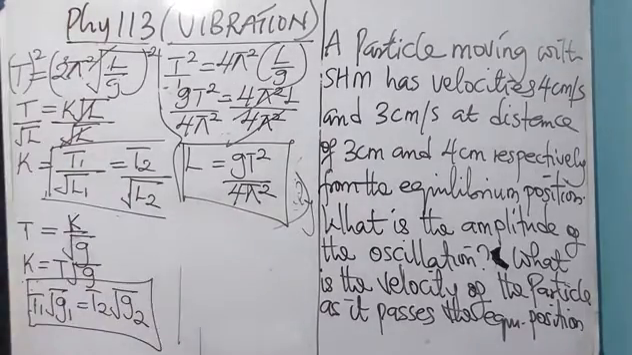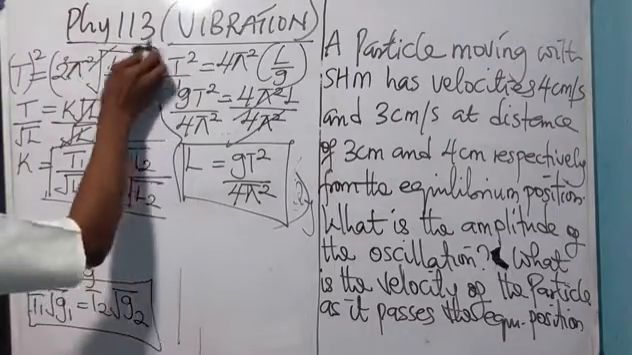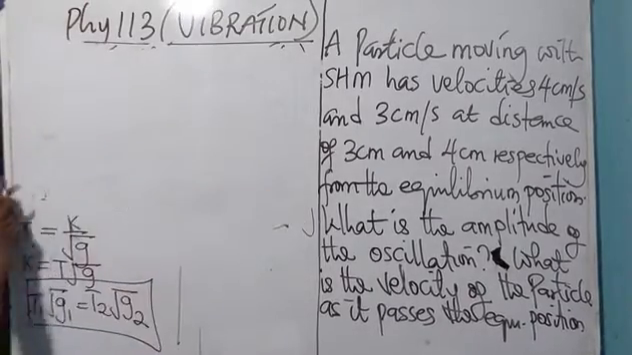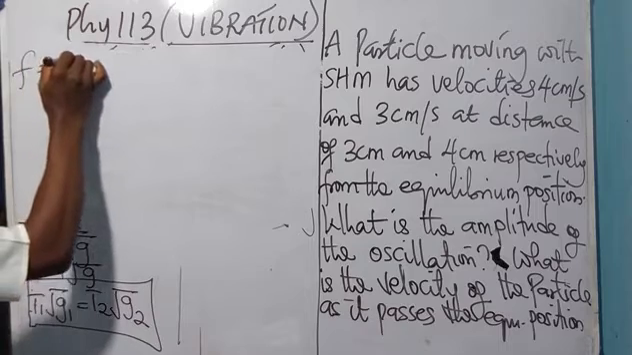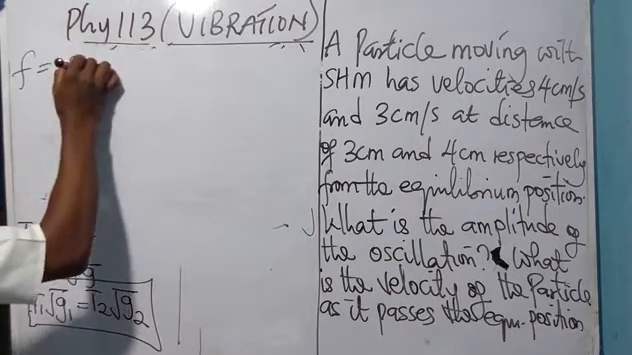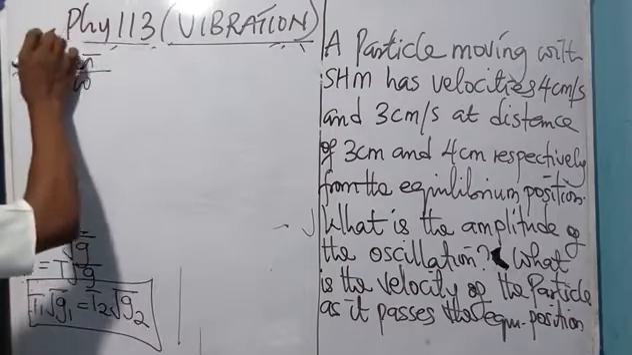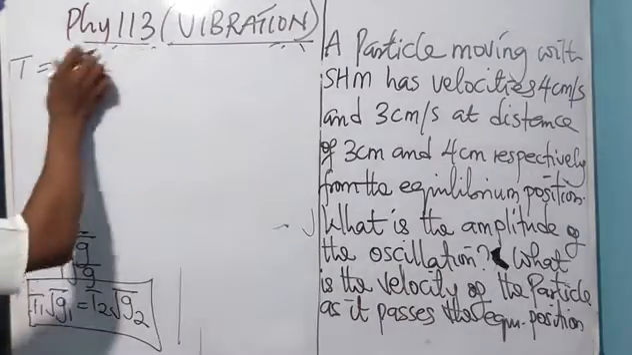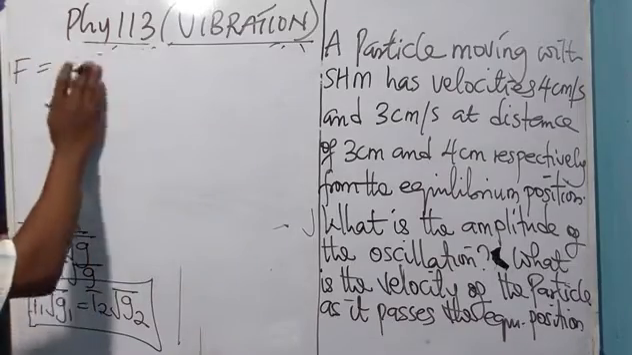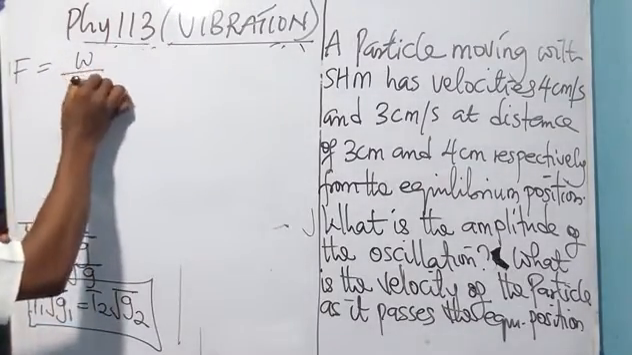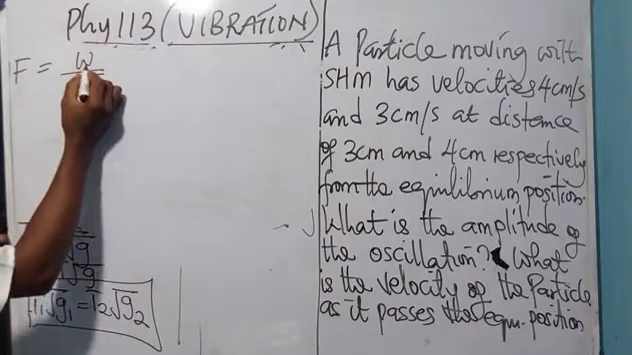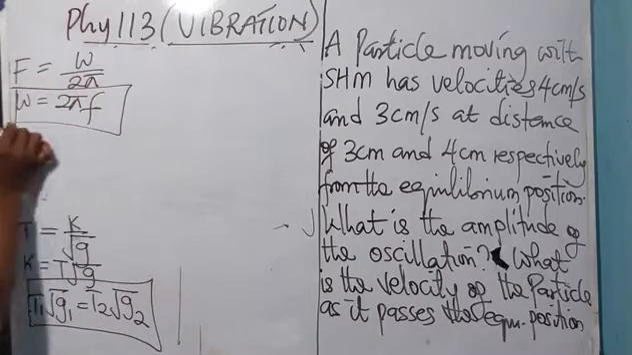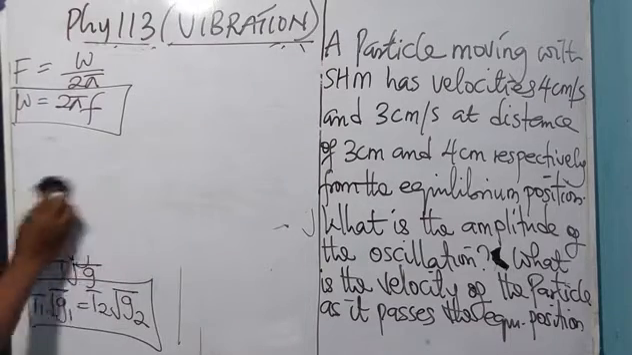Please take notes. Do not also forget that frequency can also be given as 2 pi over period. Then, frequency can also be given as W over 2 pi. If I make W the subject, I'll be having W equals 2 pi f. I told us that W means angular velocity.